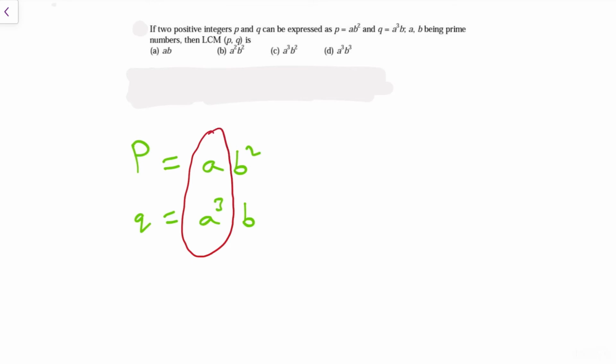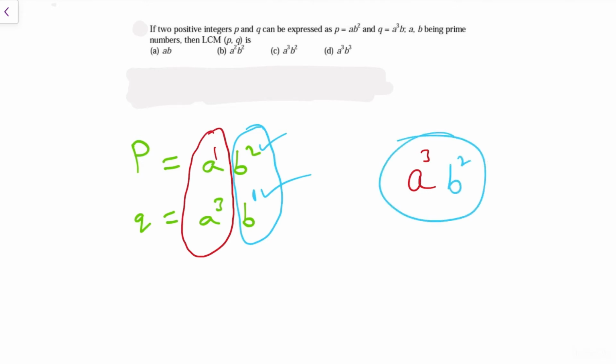A cube is there. For writing the LCM, we always prefer the biggest power. So here for a, nothing is there means 1, and here the power is 3. So 1 and 3, 3 is the biggest. So a cube. Next, for b, here it is b square and here it is b, that is b power 1. If you observe, the highest power is 2. So b square. So the LCM is a cube b square. Option C.